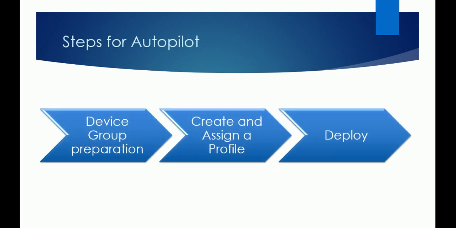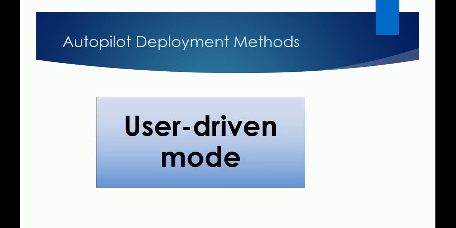Here are the steps for the Autopilot. After completing the prerequisites, we'll create a device group, and then we'll create our policy, and then we'll assign or deploy it to the device group we created. Here is one more big change between the old Autopilot and the new Autopilot. The old Autopilot process was supporting user-driven and self-deploying modes, but the new Autopilot supports only the user-driven mode. It's a single mode supported.